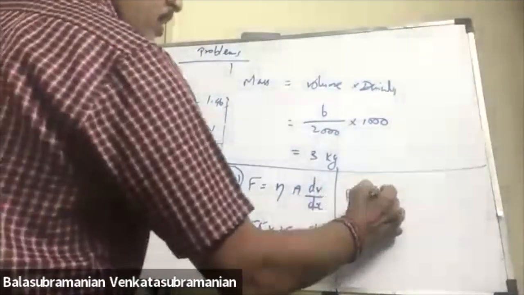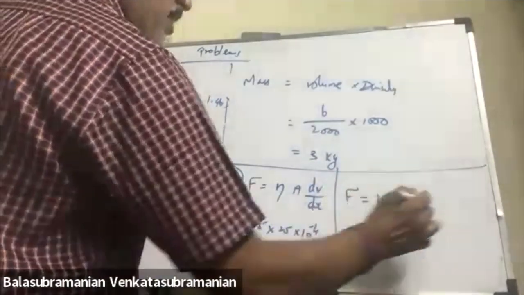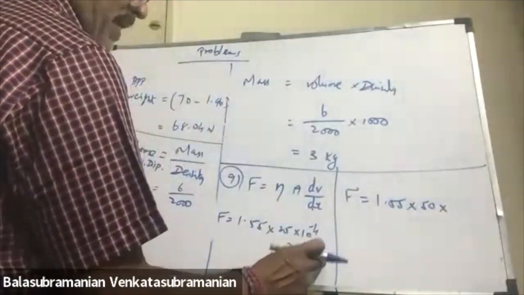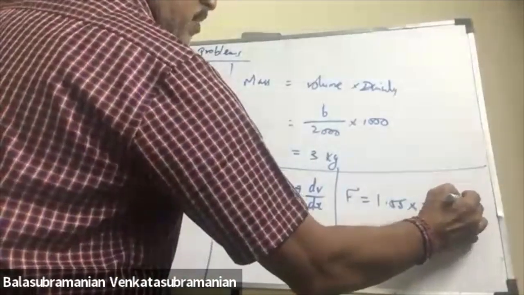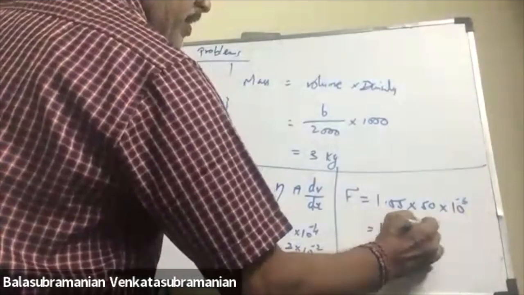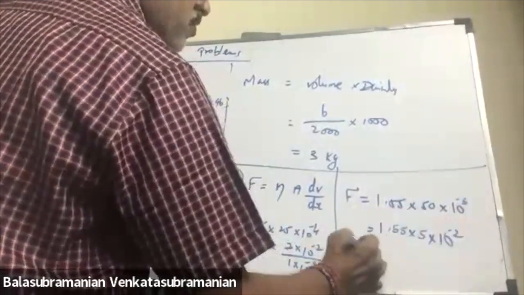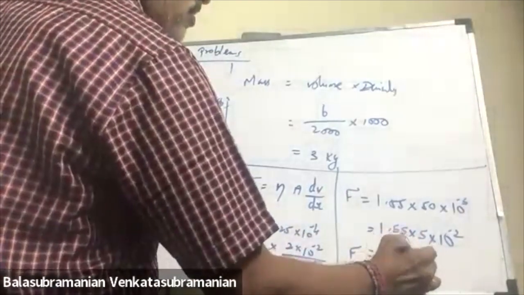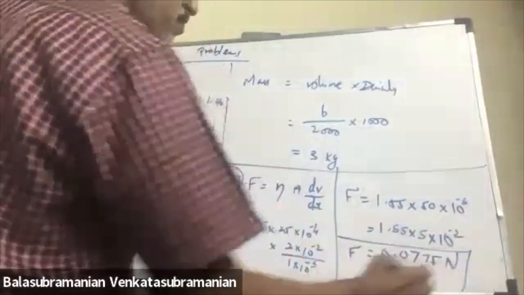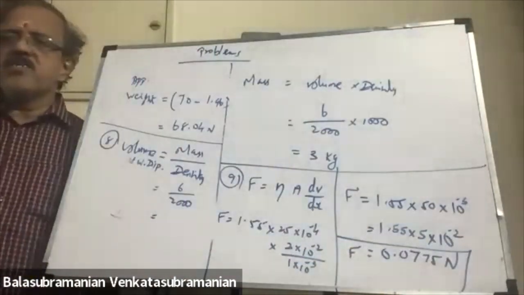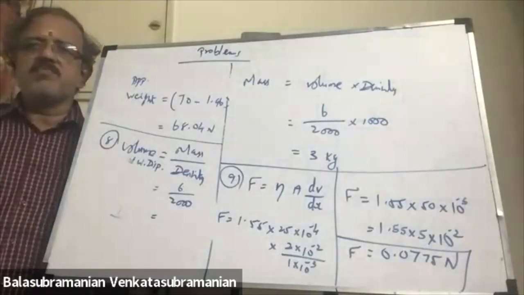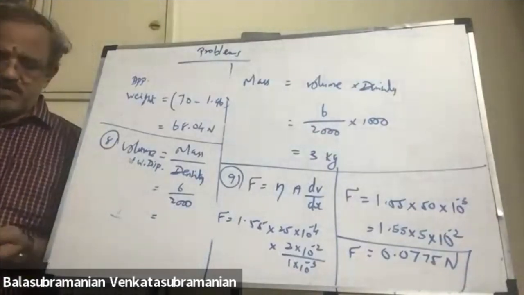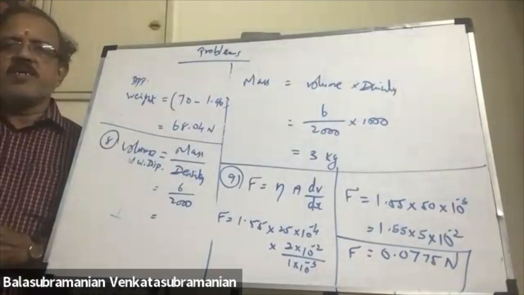So 1.55, 25 into 2, 50, 10 power minus 6, minus 3, numerator will become minus 3. 1.55 into 5 into 10 power minus 2. That will be 0.0775 Newton. Correct? So this is the formula based on viscous force of a liquid.